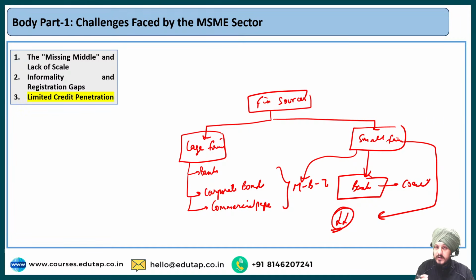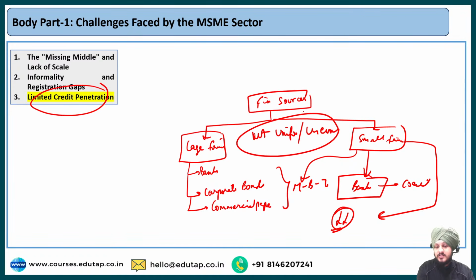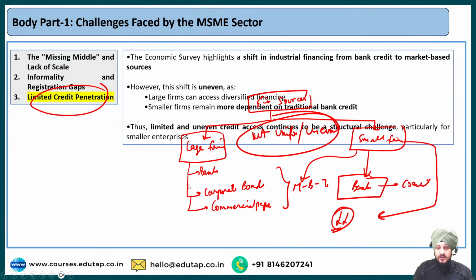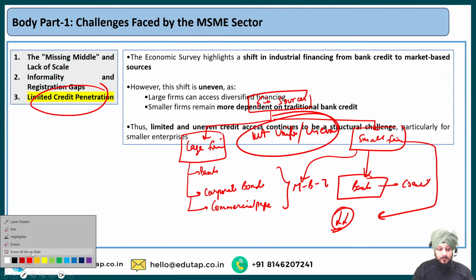And this is the issue that has been highlighted in the economic survey, which is limited credit penetration, right? Which basically means that even if the firms have access to finance, access to credit, the sources that are available with respect to that accessibility are not uniform in nature, right? There is a lot of unevenness with respect to these sources, and this is the issue that has been highlighted. So I hope this point is also clear to you, why limited penetration is there with respect to different types of firms, right? So let us see the arguments as presented in the economic survey.